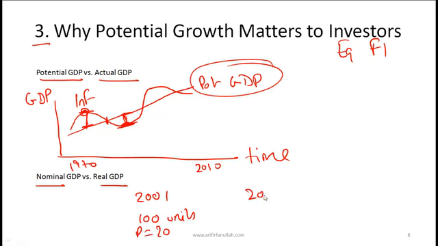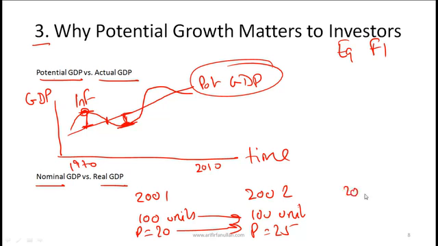In 2002 the output of the country is still 100 units, but the price level is now equal to 25. Now in real terms the GDP has not changed. So in real terms the output of the country is still the same, but in nominal terms the GDP has gone up from 2000 to 2500. So the increase in nominal terms is purely because of changes in price level.